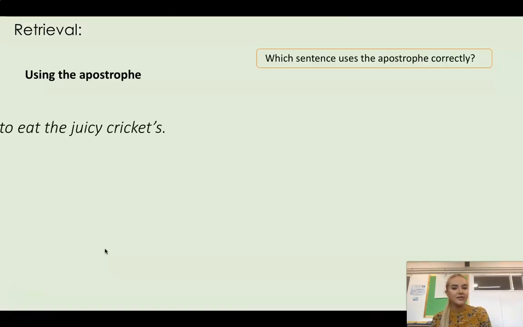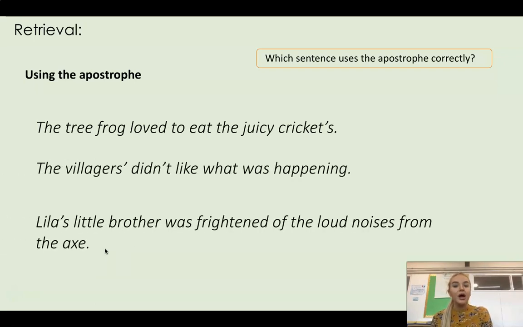Okay, let's have a bit of a retrieval from yesterday then. So I want you to read the following sentences. Look for the apostrophe showing possession. Look at whether it's showing an apostrophe for singular or plural possession, and which of these sentences actually uses the apostrophe correctly. Think about whether it's just one of those nouns and where the apostrophe should be, or if it's more than one of those nouns and if that's correct. Okay, so pause the video. I want you to just have a think. One of these sentences is correct, two are incorrect. Can you find the incorrect sentences and actually maybe correct them too? Pause the video and have a think.